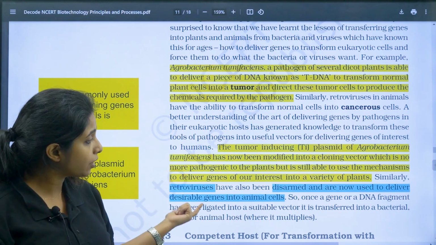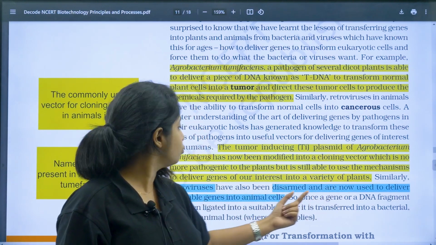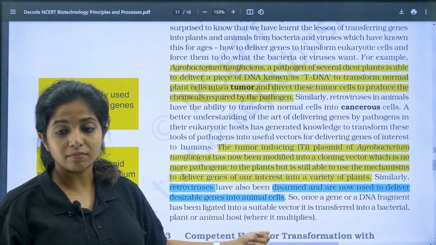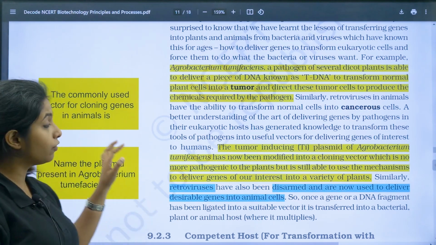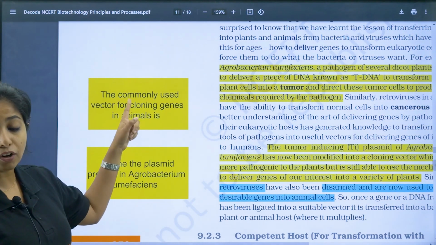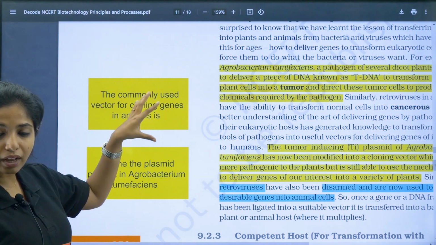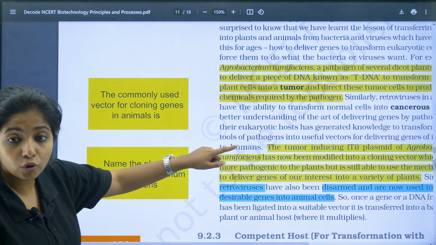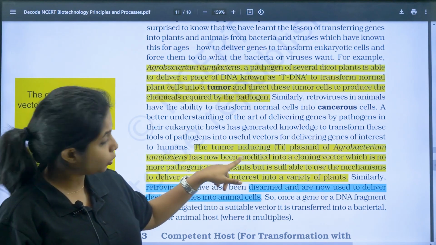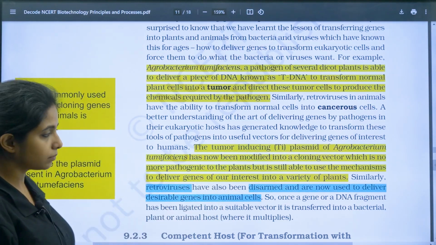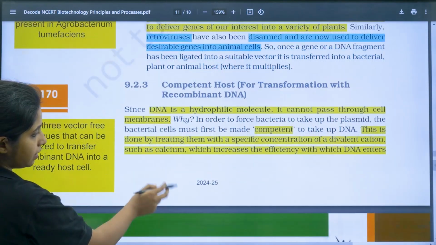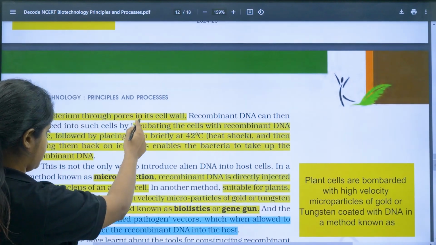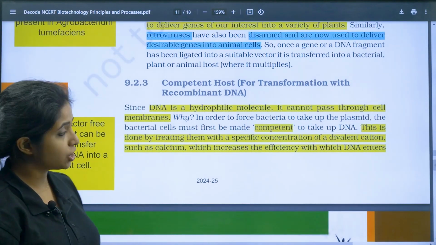Now, retroviruses have been disarmed and are now used to deliver desirable genes in animal cells. So, what is the vector for animal cells, my dear children? It is retrovirus. Please do not forget, retrovirus for animal cell. Name the plasmid present in Agrobacterium tumefaciens: TI plasmid or tumor inducing plasmid. Now the last thing, and then I think we are done with the chapter itself.